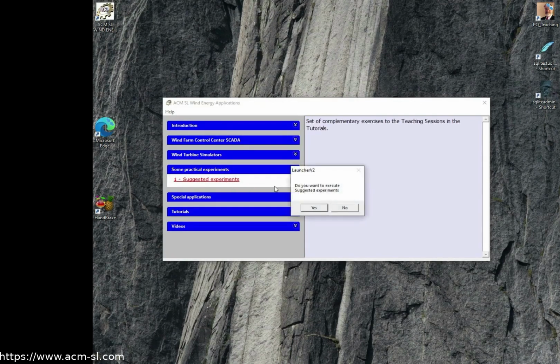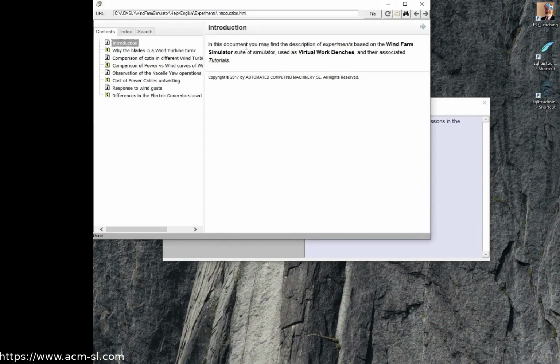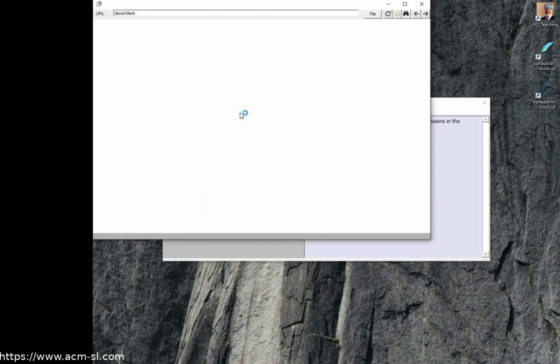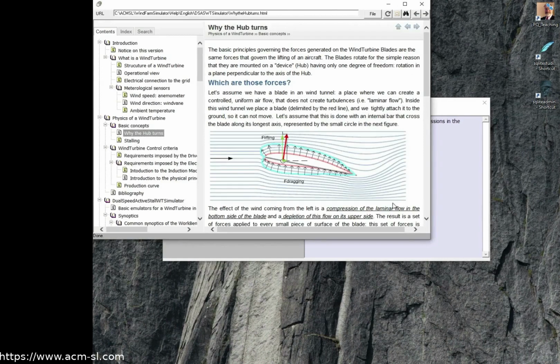In the launcher, use the Some Practical Experiments menu, then press Suggested Experiments to present a tutorial with several items. Choose the one with the title, Why the Blades in a Wind Turbine Turn? A new tutorial will show the item of reference. The figure presents a laminar flow, horizontal, from left to right. In the center it shows the section of an airplane wing.